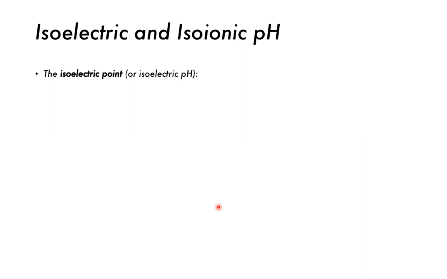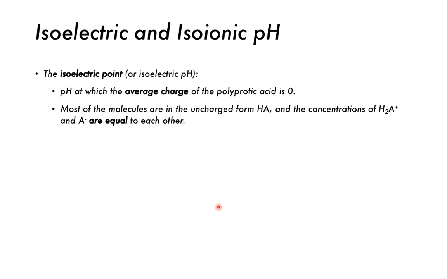So the isoelectric point, or the isoelectric pH, is the pH at which the average charge of the polyprotic acid is 0. That doesn't mean that we don't have anions and cations present. It just means that the charges given by the number of cations and the charges given by the number of anions are going to be equal. So for example, say I have 2 cations and 2 anions in my solution. The average charge would be 0, because I would have 2 out of 4 with a charge of +1, and 2 out of 4 with a charge of -1. So the average charge would end up being 0.